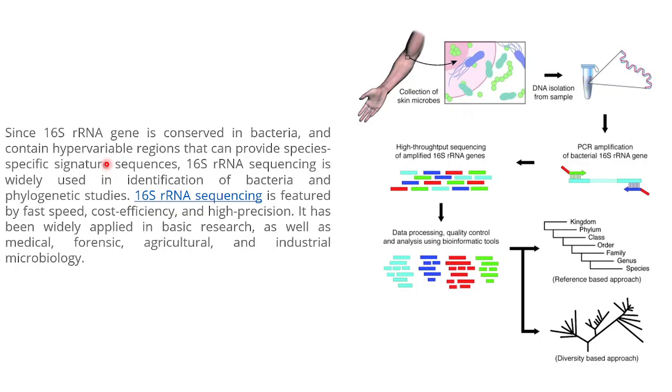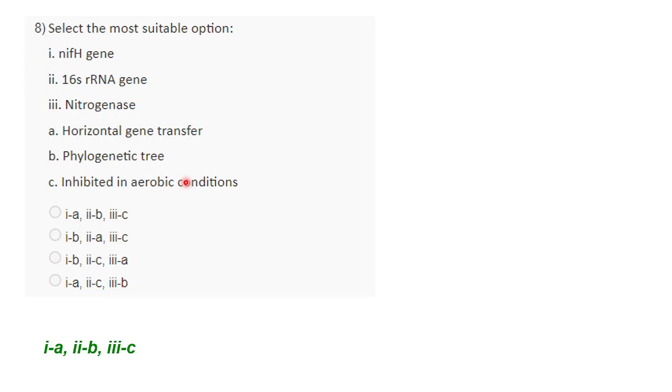It is fast, cost efficient, and also has high precision. This is also used in phylogenetic studies because it is so well conserved in bacteria. That is why 16S rRNA can be matched with phylogenetic studies. Phylogenetic tree.